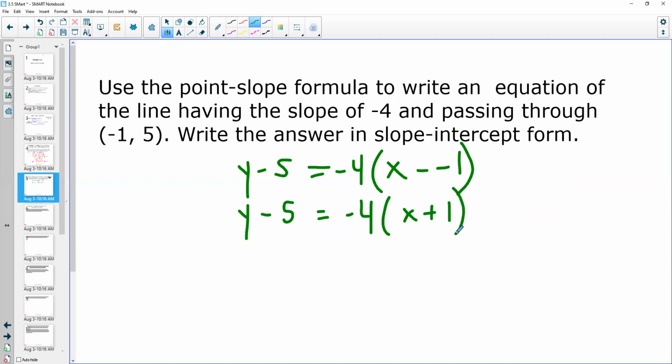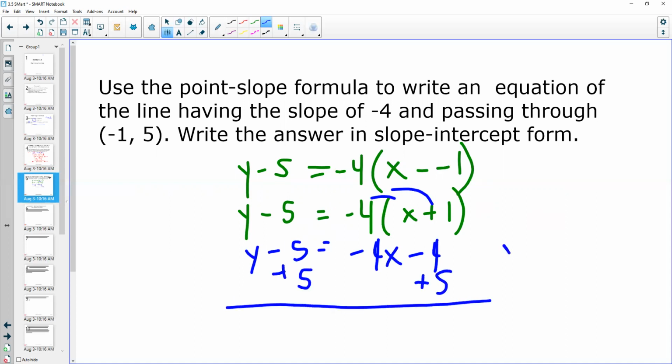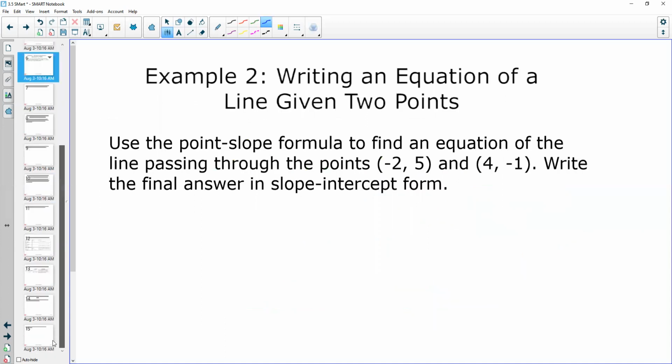And then from there, I am going to transform it into the more simplified form. So I'm going to distribute the -4. y minus 5 equals -4x minus 4. I'm going to add 5 to both sides. And I'm going to get y equals -4x plus 1. That's it. Okay, this is not terrible, right?